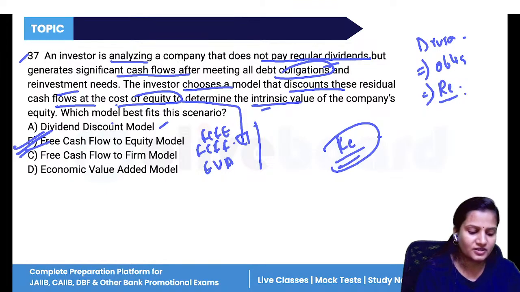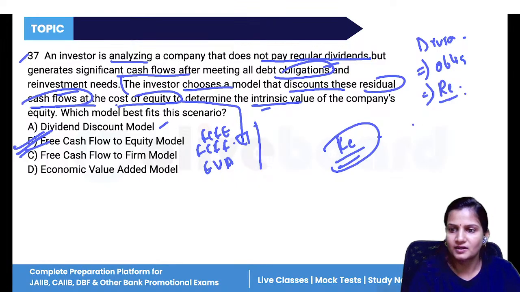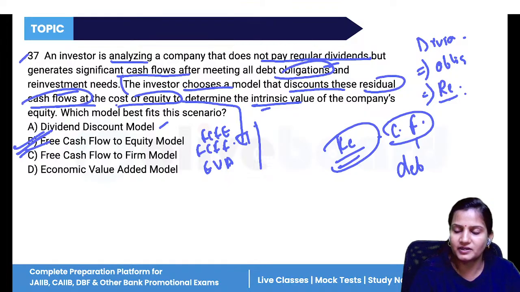If you're asking about this question, the question says that the investor chooses a model that discounts these residual cash flows. Residual cash flows means what? The cash flows which are left for the company after paying all your liabilities and all your debts. That is the residual value.